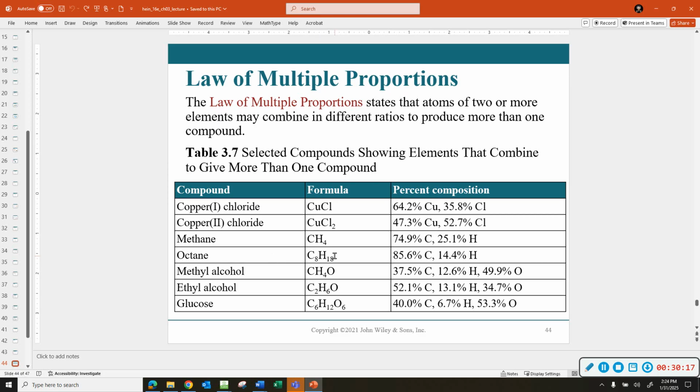Methane, you've got CH4. So again, you add up the total mass. Mass of carbon divided by the total mass times 100 gives us 74.9. And then 4.04 divided by the total mass gives us 25%. And there's other examples there. Feel free to pause the video.